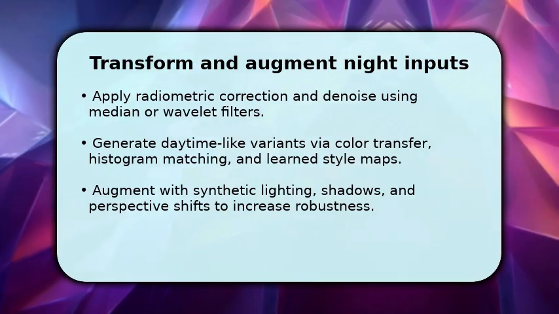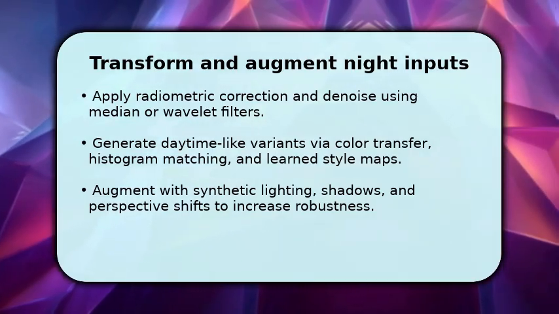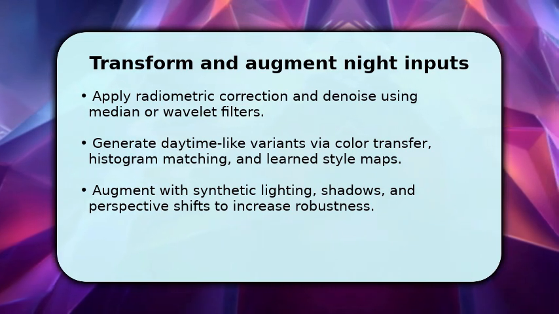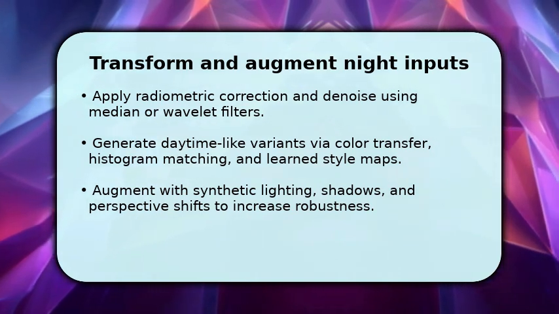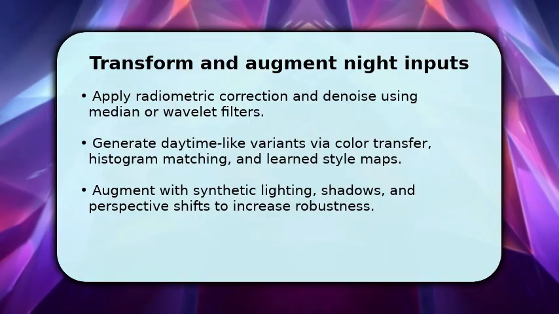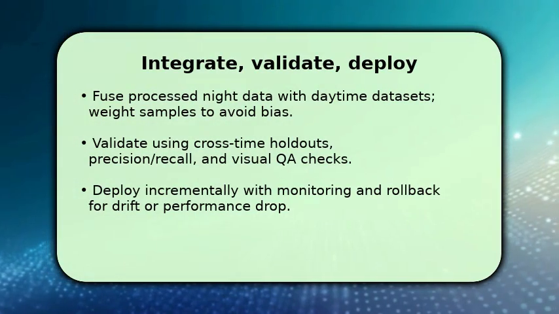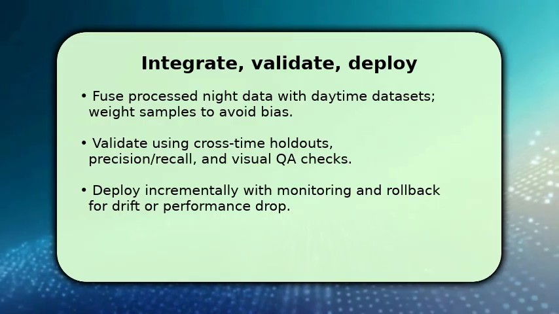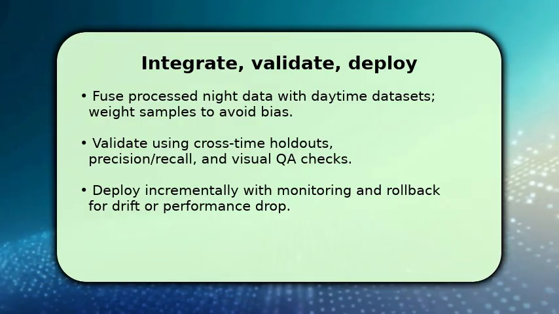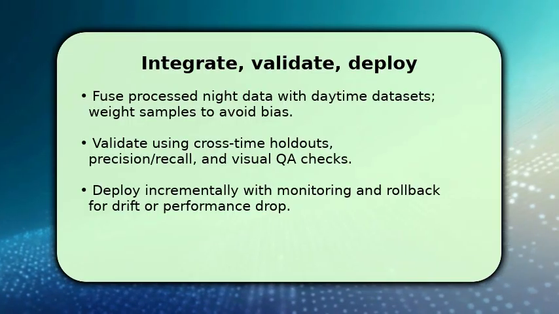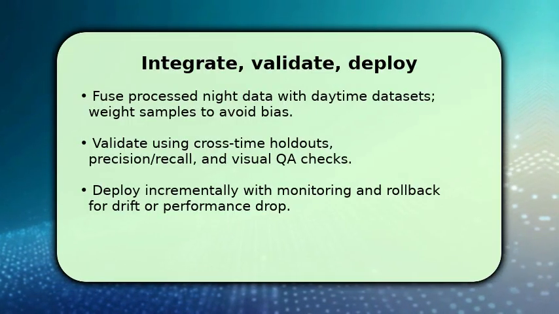Augment by simulating sun angles, adding synthetic shadows, and varying illumination intensity so your model learns invariance. Once these transforms are validated on holdout images, finally, integrate the processed night samples into your daytime pipeline and retrain or fine-tune models with balanced weighting so night-derived examples don't dominate.